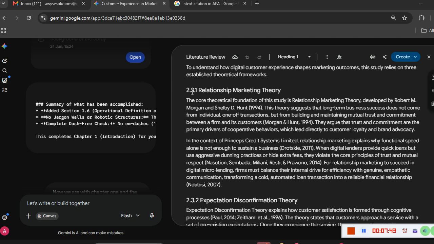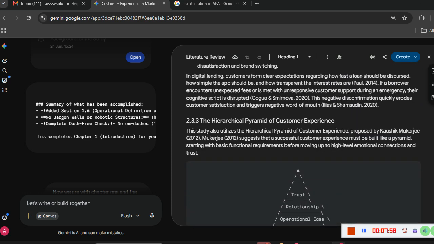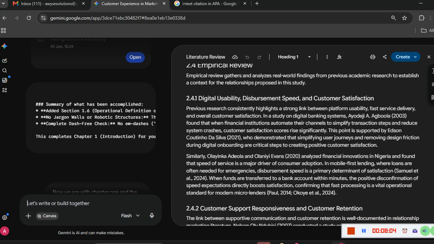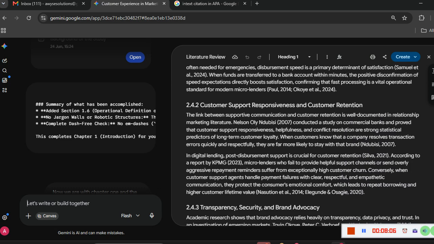Okay, so just as I suggested, we will have relationship marketing theory. Look at it here. Then we have this other theory, expectation confirmation theory. Then we have another one here, the hierarchical pyramid of customer experience, and then we have the empirical review.